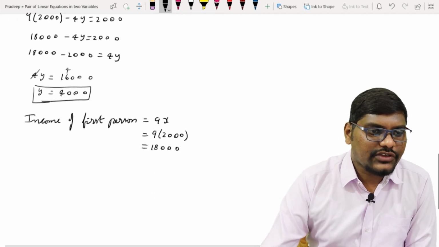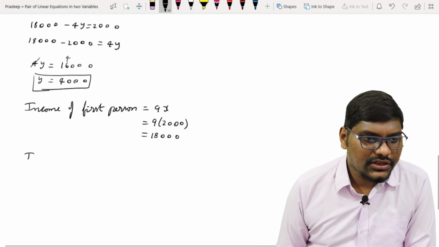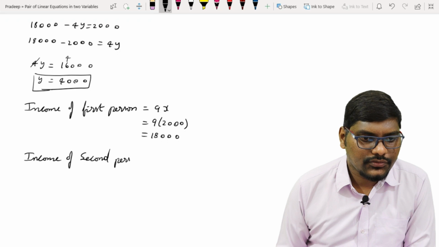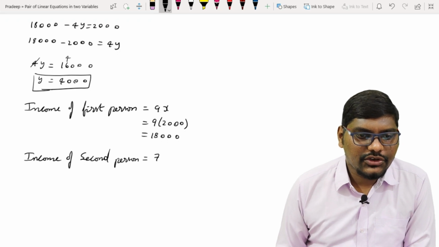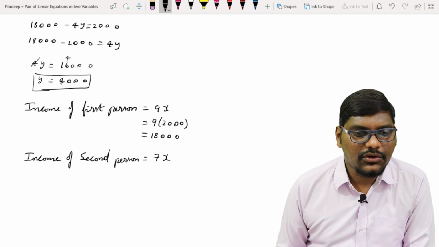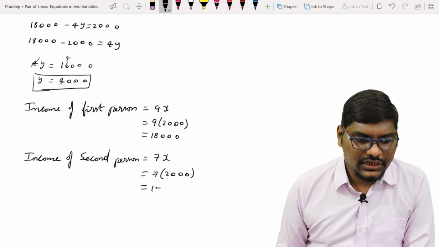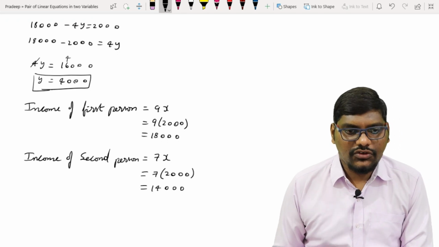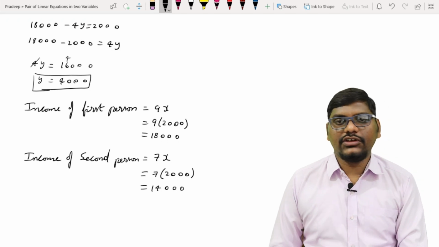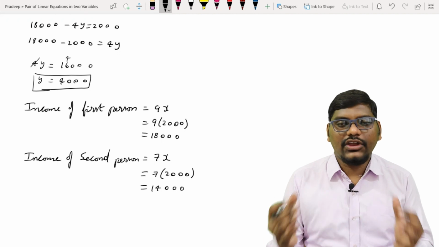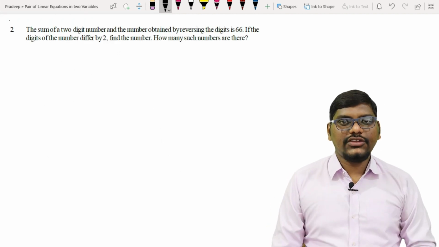Now we'll find out the second person's income. So I can write income of second person, it was 7x, which we wrote above, you can check it out. So 7 into x, x was 2000. So 7 2s are 14. So the second person's income is 14,000 and the first person's income is 18,000. They asked us to find the income of the first person and the second person, and we got the incomes. So let's see the second question.